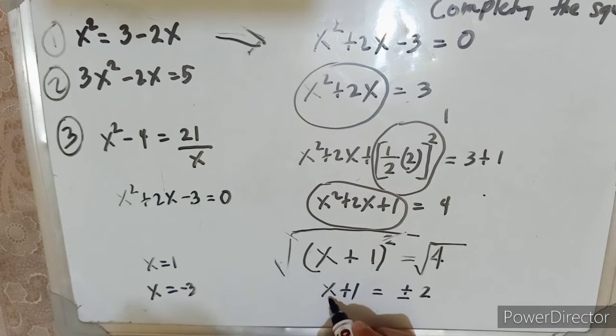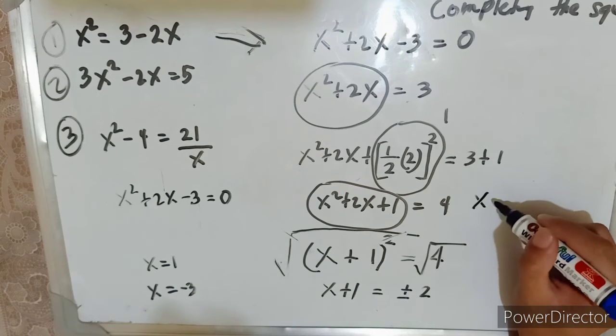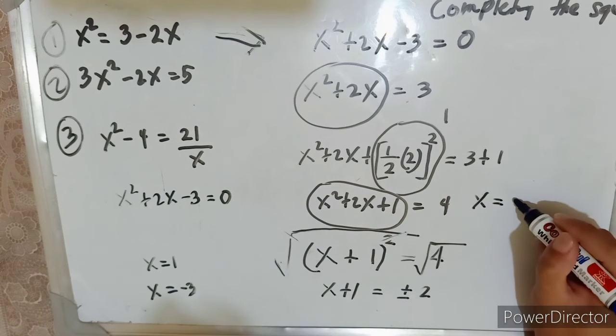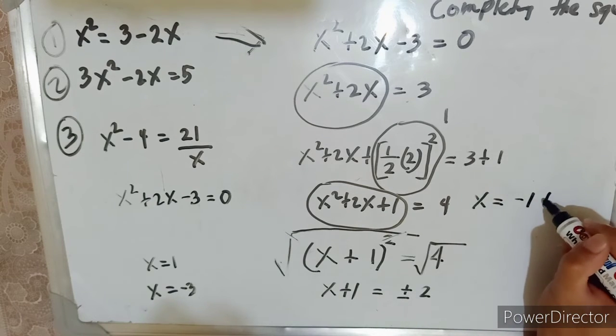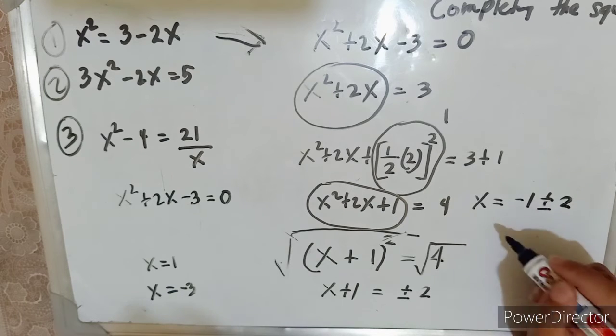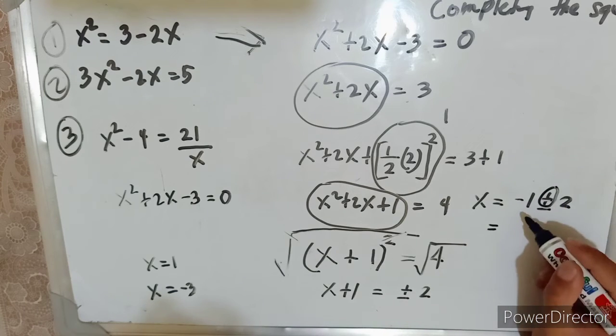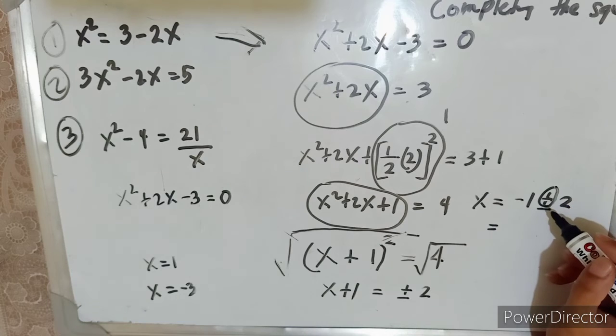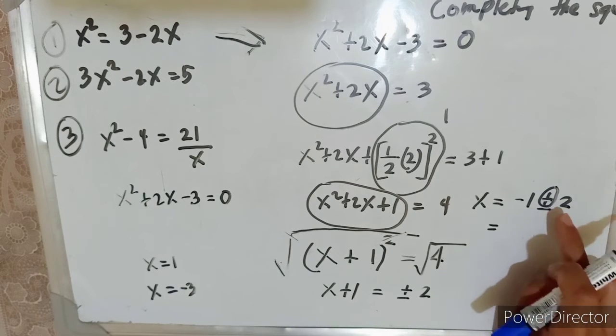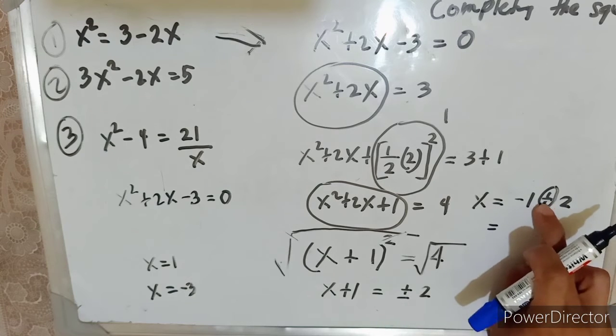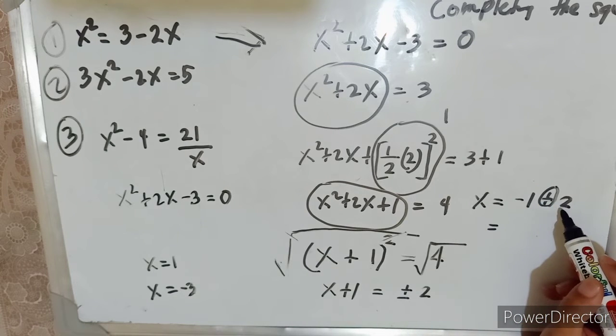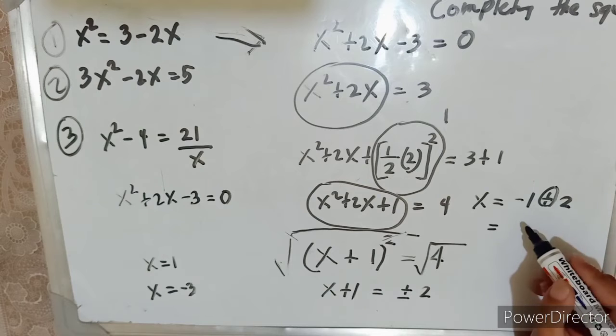So, we are asked to solve for the value of x. Ilipat mo lang yan, guys. X is equal to, ito, ilipat mo yan. So, magiging negative 1 plus or minus 2. Okay? So, by using the positive, negative 1 plus 2. So, by algebra, so we have the unlike sign. Okay, tanggalin mo muna yan. So, we have the unlike sign. We have negative 1 plus 2 is equal to 1.